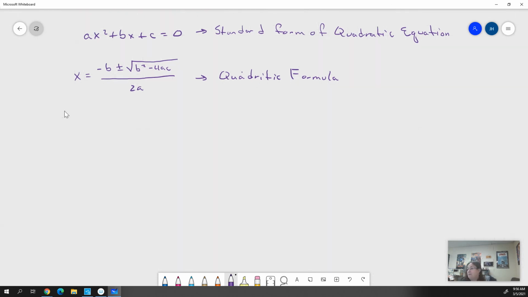There are some steps to solving. The first one being: write the equation in standard form. If it's not in standard form, you want it to be in standard form, right? This ax squared plus bx plus c equals 0. If it's already in standard form, you can go ahead and just skip this. But if it's not, you've got to do that first.